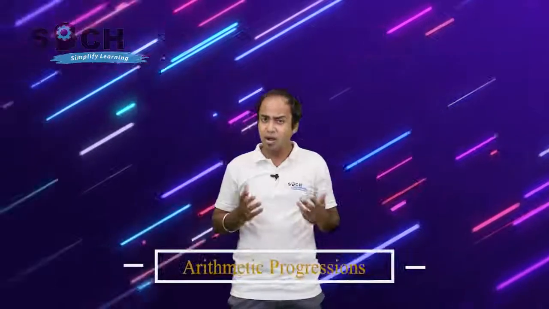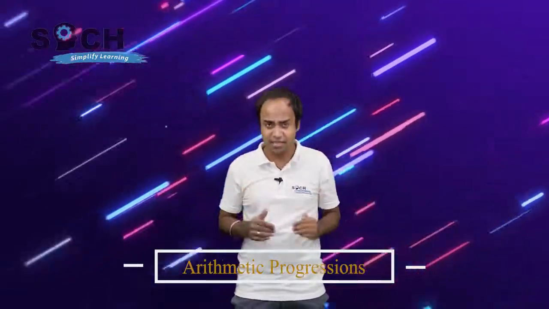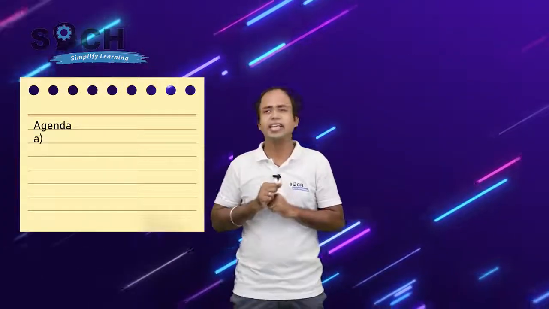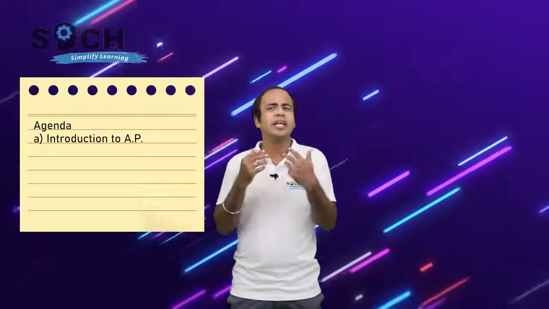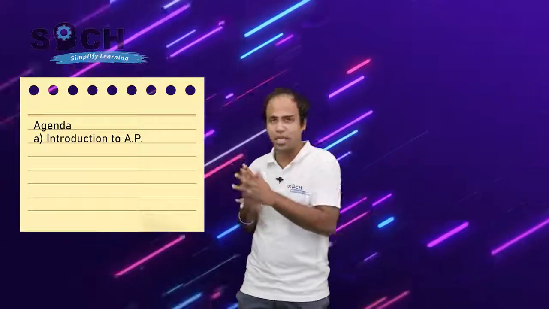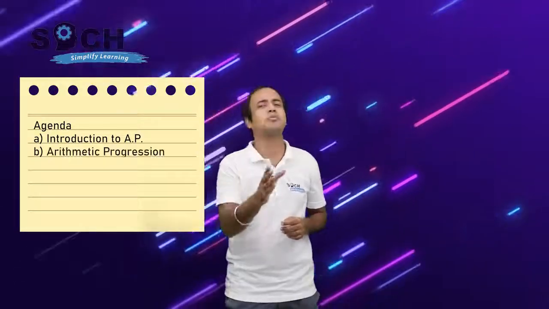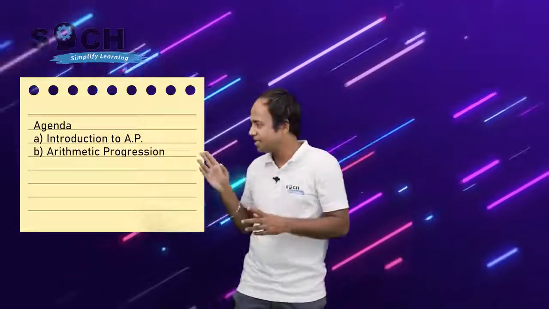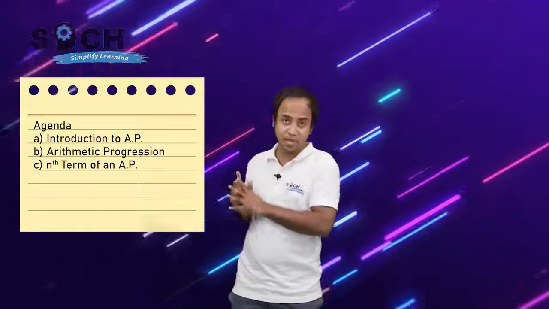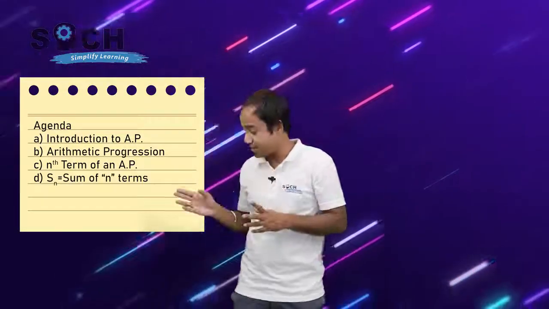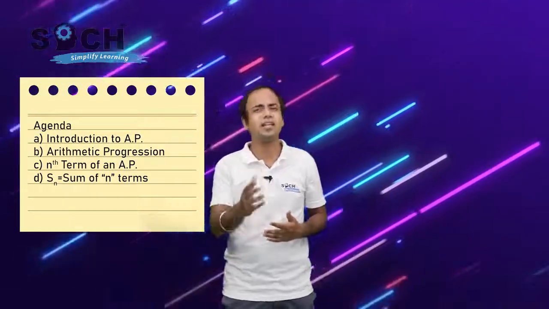We will work it out here. Let's check out what we have to study in this chapter. Let's check out the agenda. Agenda goes like this. A is of course introduction. How did AP come into the picture? Introduction to AP. B is, you got it correct, arithmetic progression itself, that is AP. C is nth term of an AP. We will check out what it is. And D is S suffix N, that is Sn, which is equal to the sum of n terms in an AP.